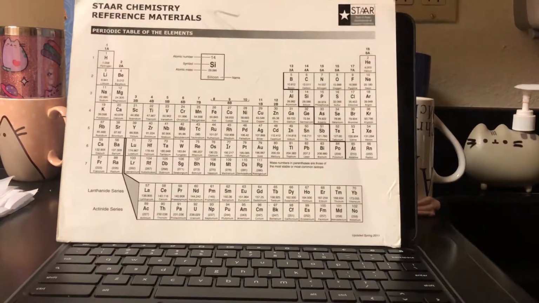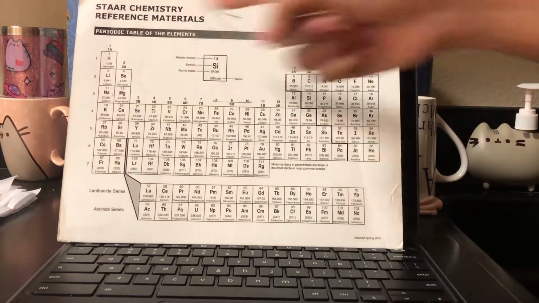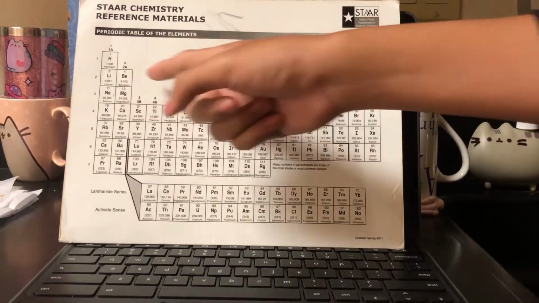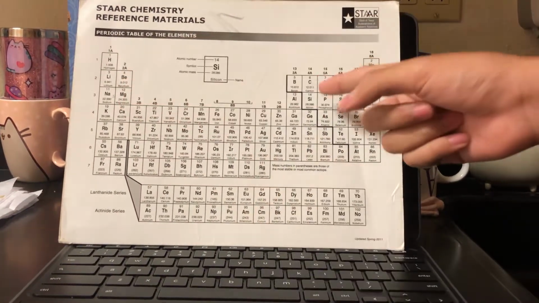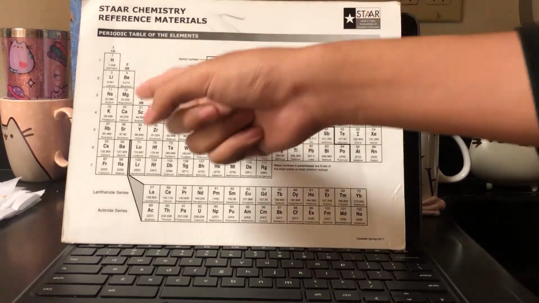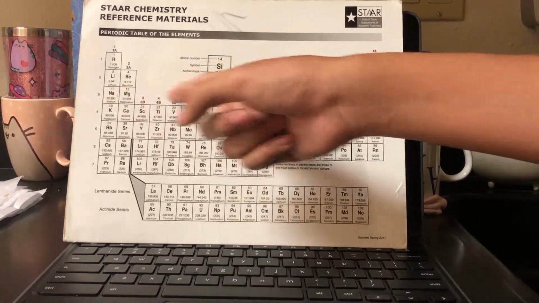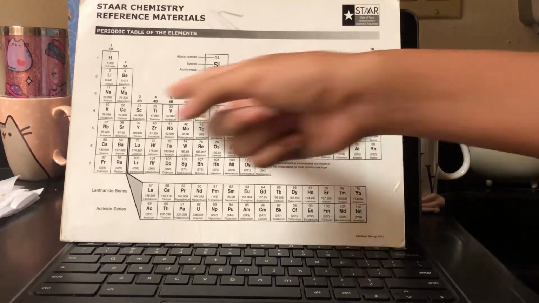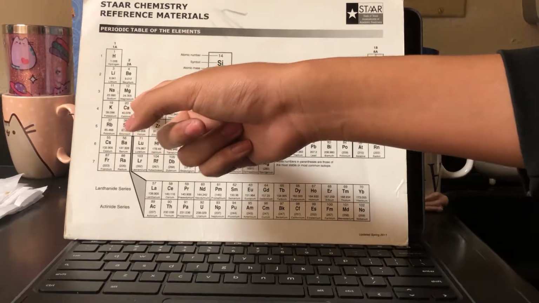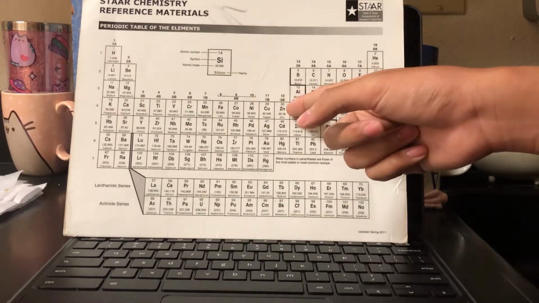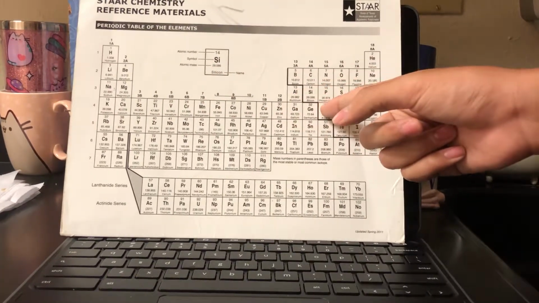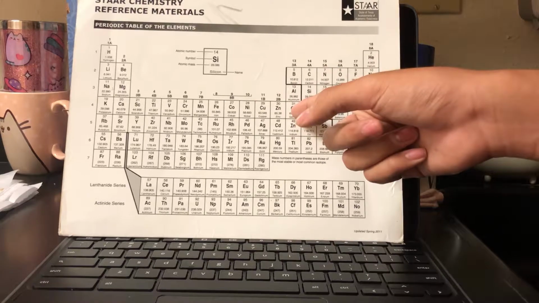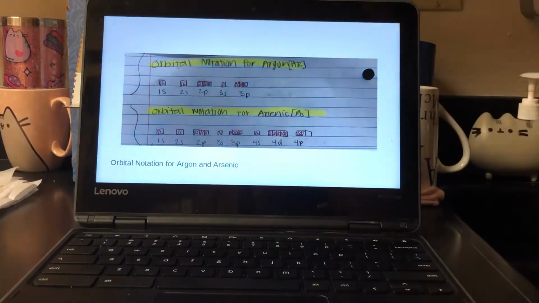And if we follow, 1s with 2, 2s with 2, 2p with 6, 3s with 2, 3p with 6, 4s with 2, 3d with 10, and then if we go to arsenic, which is 4p with 3, which is the same as here.